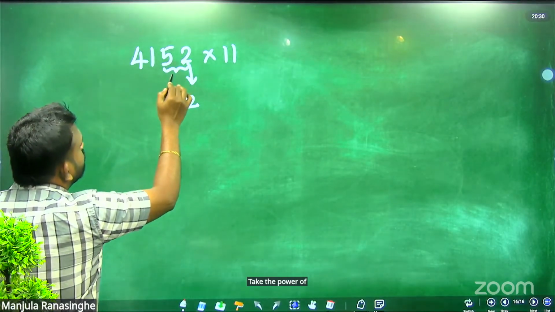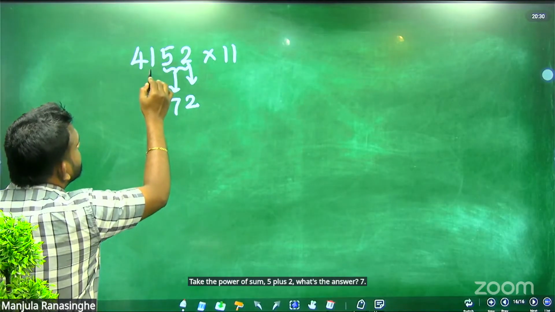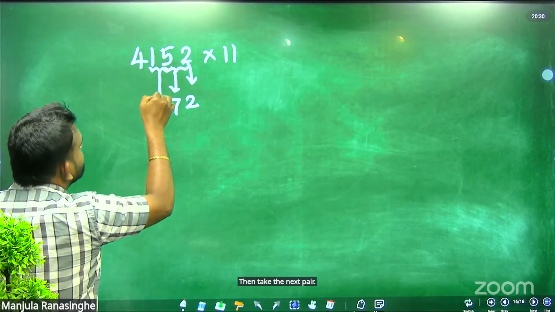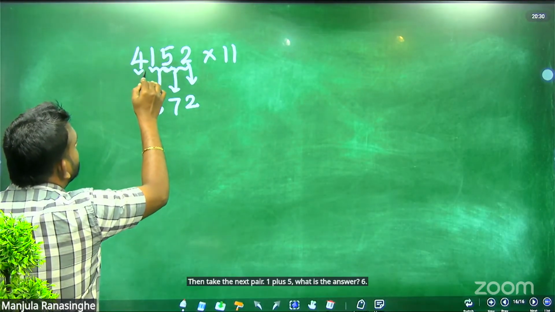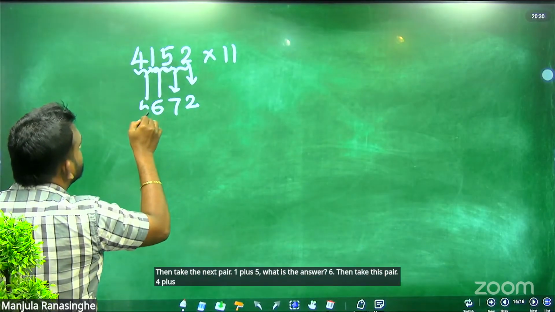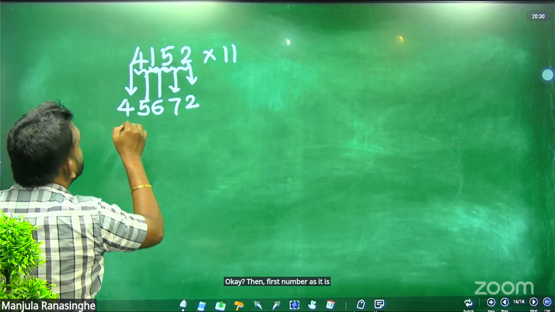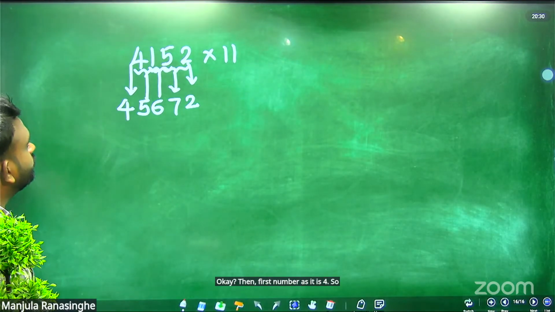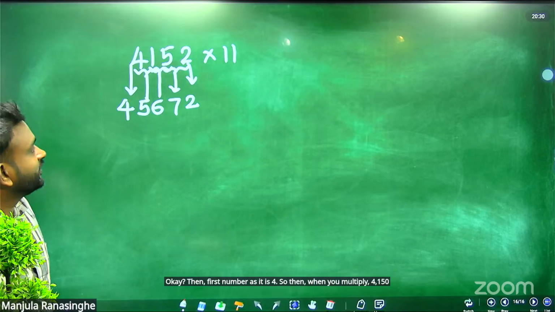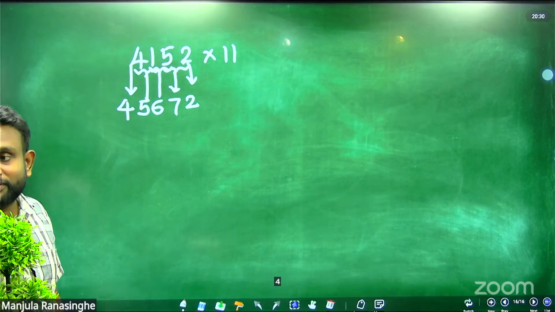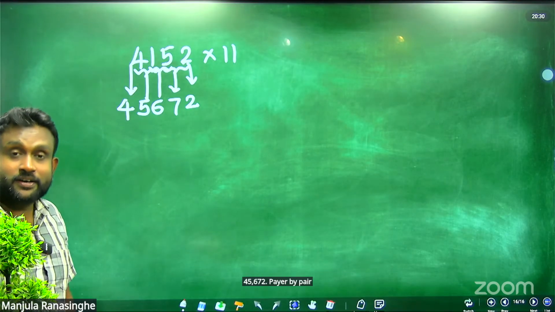sum. 5 plus 2, what's the answer? 7. Then take the next pair. 1 plus 5, what is the answer? 6. Then take this pair. 4 plus 1, what is the answer? 5. Okay, then first number as it is 4. So then when you multiply 4152 by 11, 45,672. Pair by pair you adding and come to the left.